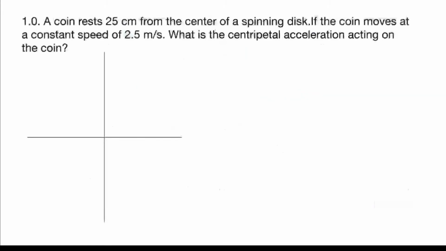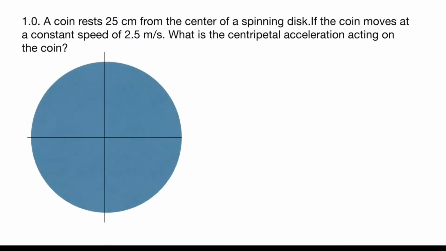The first problem is related to a coin which rests 25 cm from the center of a spinning disk. If the coin moves at a constant speed of 2.5 meter per second, what is the centripetal acceleration acting on the coin? So here is the disk. The disk is rotating in anti-clockwise direction, and there is a coin at a distance of 25 cm from the center. This coin is rotating in a circle of radius 25 cm. At any instant, the velocity of this coin is along the tangent to that circle at that point, and this is given as a constant speed, 2.5 meter per second.